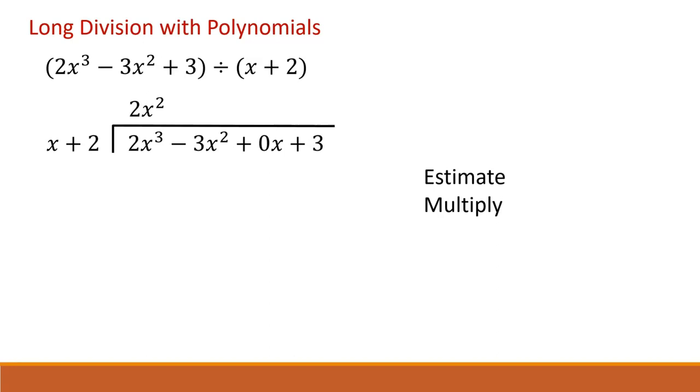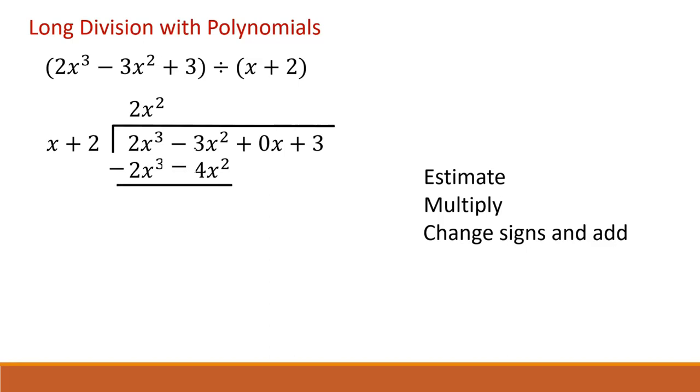The next step is to multiply. So we're going to multiply 2x squared times x plus 2. That's 2x to the third plus 4x squared. Notice how we're lining up those like terms. Now here's where we're going to do a little more rewording to make sure that we do this step correctly. We're going to do something that's exactly the same as subtracting, which is changing the signs and add. In other words, we're adding the opposite, which is the same thing as subtracting. So that 2x to the third plus 4x squared, we're going to make it its opposite, which is negative 2x to the third minus 4x squared.